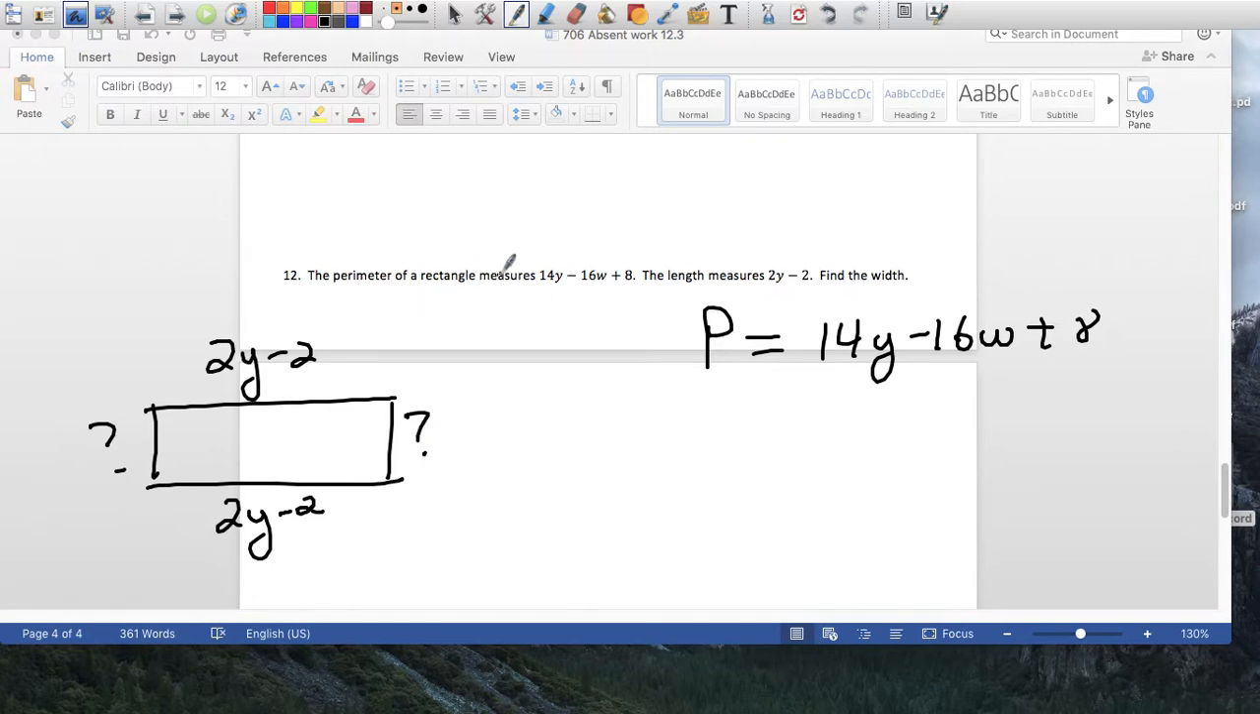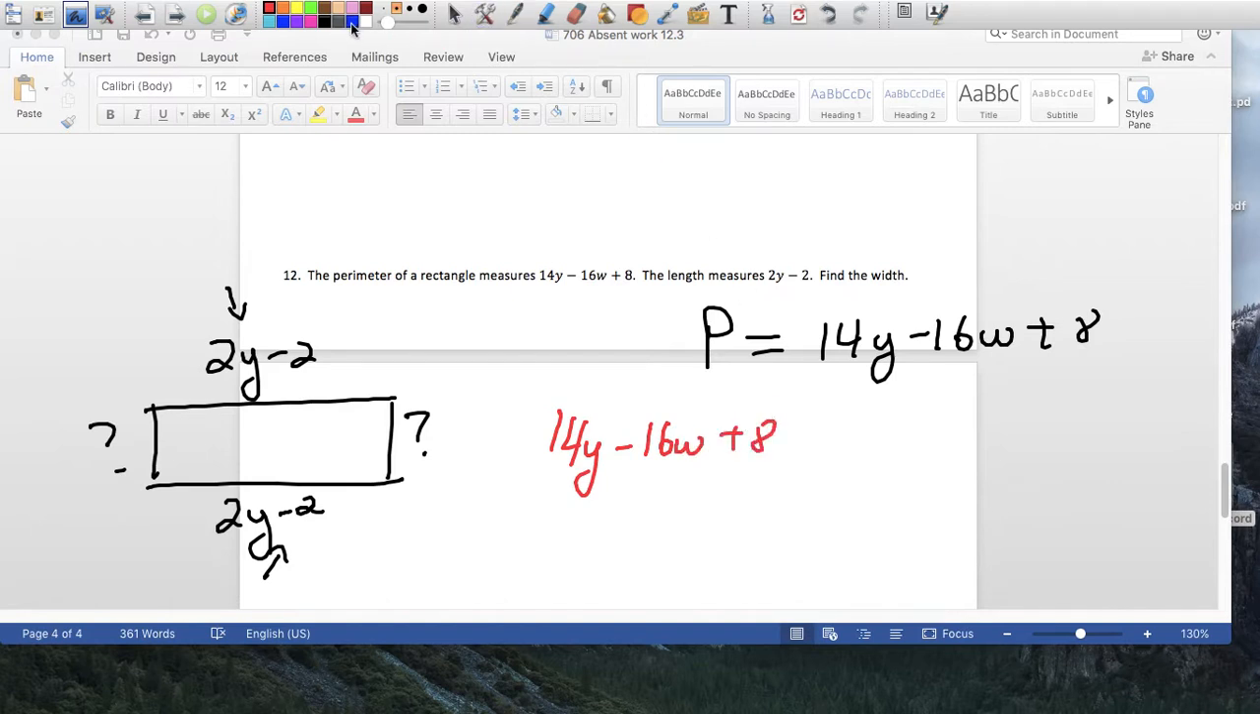So obviously, if all the sides added together gave me this total, I can take this, subtract this guy over here, subtract this guy over here. Whatever is left over is going to represent my two missing sides. So let's do that. Again, it's almost like the previous problem. 14y minus 16w plus 8 is the perimeter.